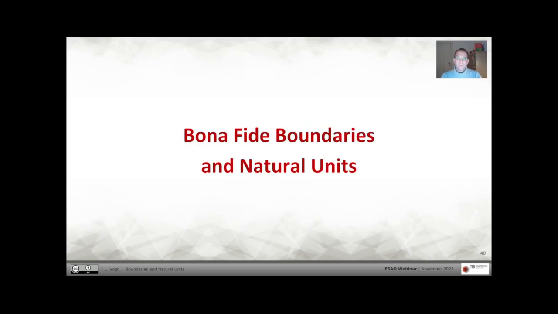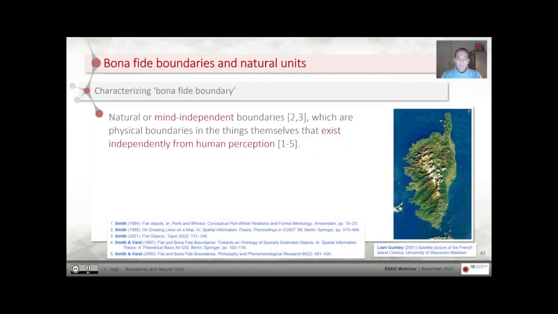Now, Smith and Varzi have proposed two types of boundaries, and with them they distinguish two types of entities: bona fide boundaries and fiat boundaries. And bona fide boundaries they characterize as natural or mind-independent boundaries, which are physical boundaries in the things themselves that exist independently from human perception.